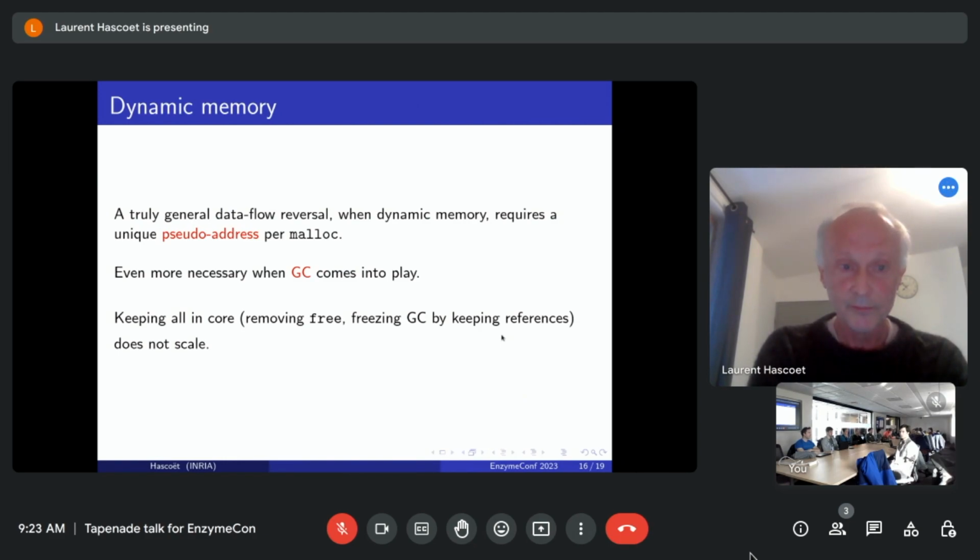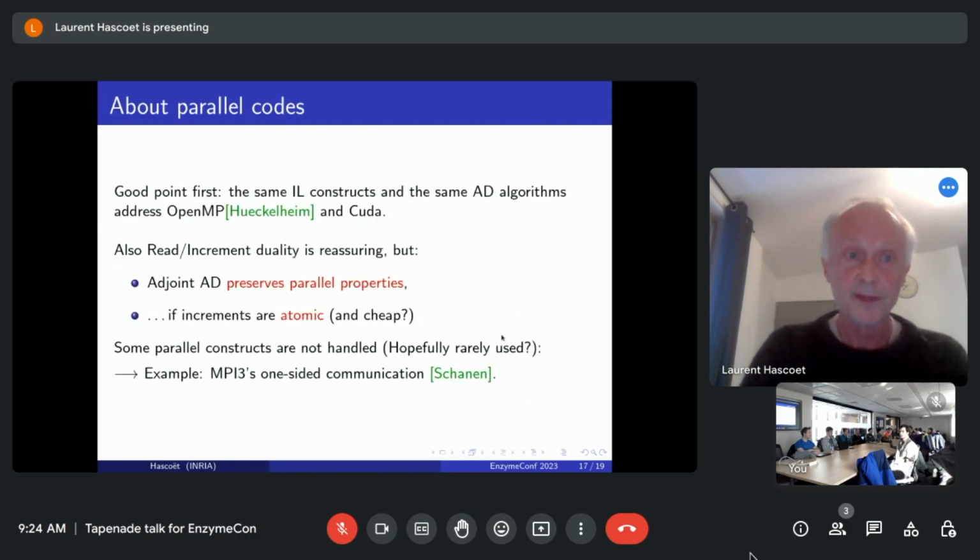Of course, I should have said that first. The immediate solution that one can think of is to say, okay, let's not free memory, but this doesn't work because it doesn't scale. Memory will explode very quickly.